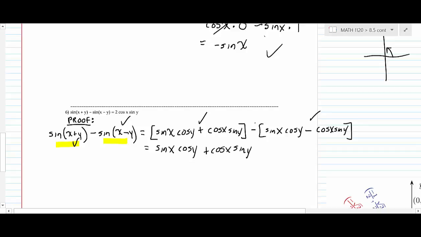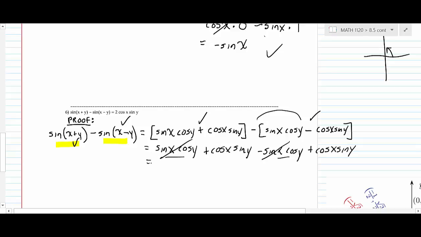Okay, now distribute the negative. Be careful with this. You're going to have minus sine x cosine y, like that. And then when you do a minus minus, that's going to give cosine x sine y like that. Okay, it's just like terms now. So does anything cancel? It looks to me like this and this are the same, but one's positive, one's negative, so that cancels.